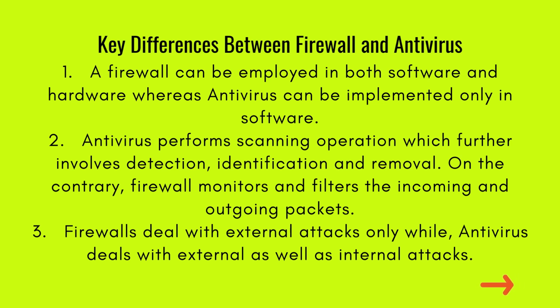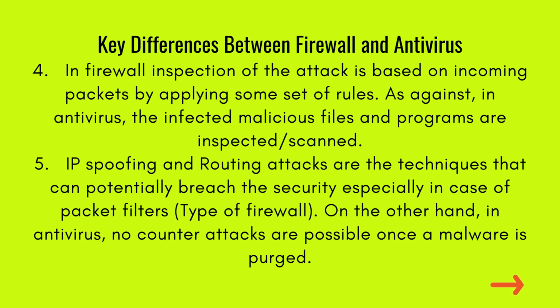Number 3. Firewalls deal with external attacks only, while antivirus deals with external as well as internal attacks. Number 4. In a firewall, inspection of the attack is based on incoming packets by applying some set of rules, as against antivirus, in which the infected malicious files and programs are inspected or scanned.